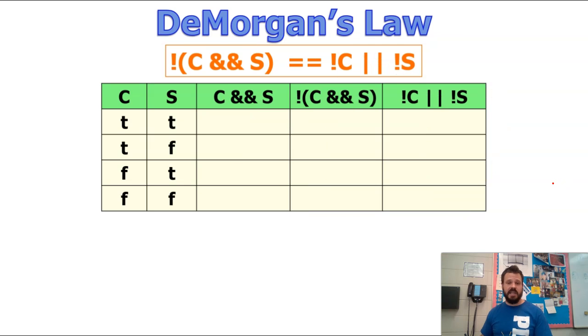Let's go ahead and prove the second half of that quickly then. So why is not (C and S) true when either C is false or S is false? Well, for this to be true, either one of these has to be false. So again, common sense wise, it makes sense. But proving that with the truth table, C and S is true when both C and S are true. Otherwise, it's false. And if I do the not, the opposite of that, that'll be false, true, true, true.